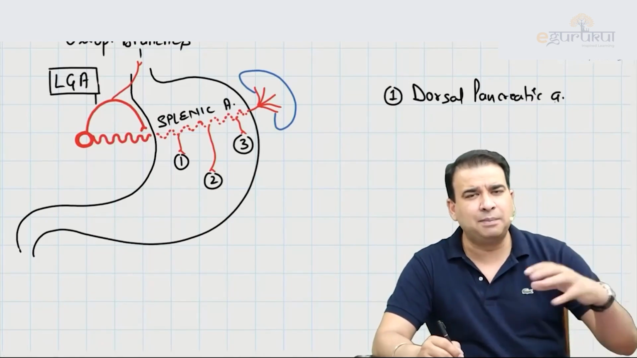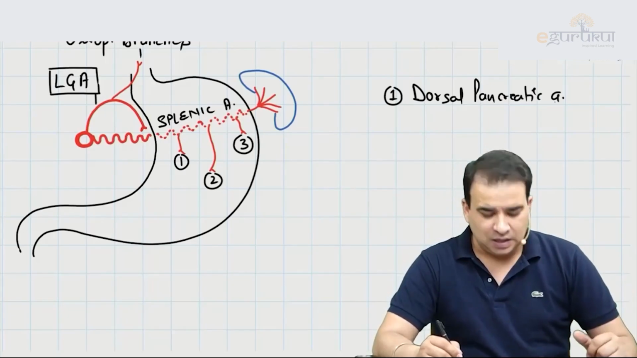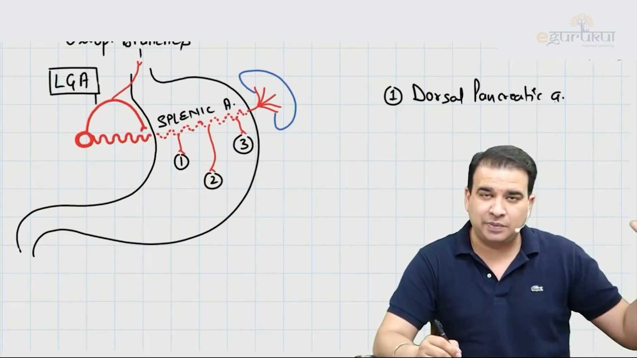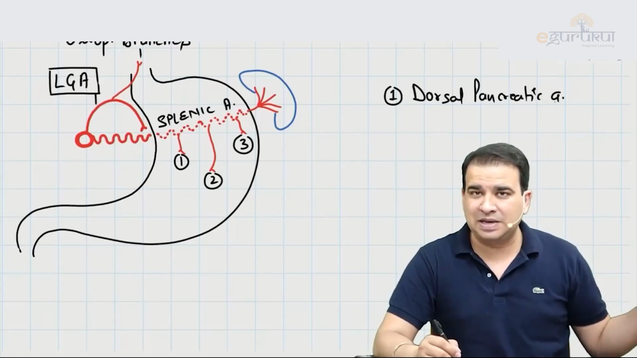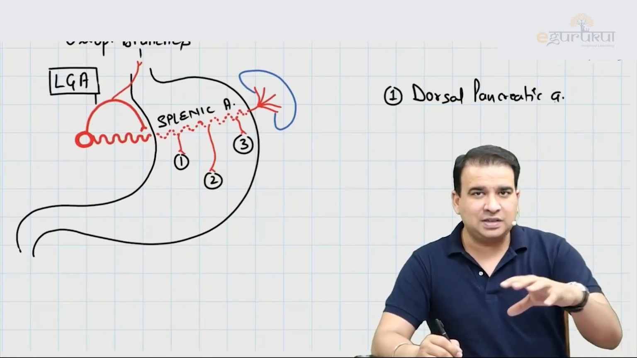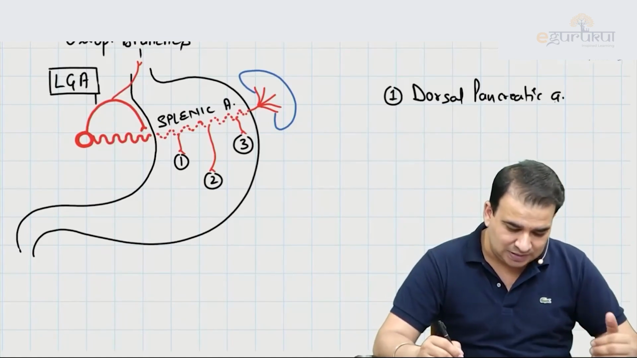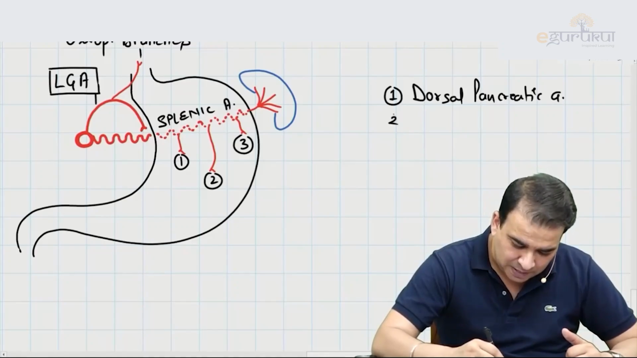These are the main arteries supplying the body and the tail of the pancreas. That's what this artery will do. Head of the pancreas will be taken care of by the branches coming from common hepatic as well as superior mesenteric. We'll see that. This is the body and the tail of pancreas, which is taken care of by the splenic artery. So it is giving off this dorsal pancreatic artery.